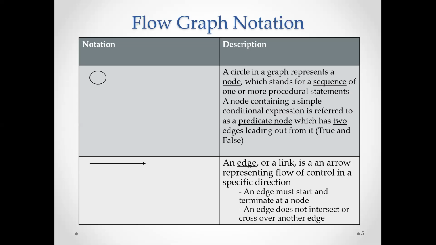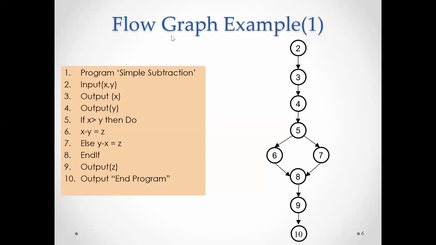So if this is the one that I'm taking, then what happens? Next one, next one, next one, like the case number, it will be decided. Whereas the arrow mark is what the edge or a link is, an arrow represented by flow of control in a specific direction. It is not that you can move in any direction. See here, one example has been given of how to write the flow graph.